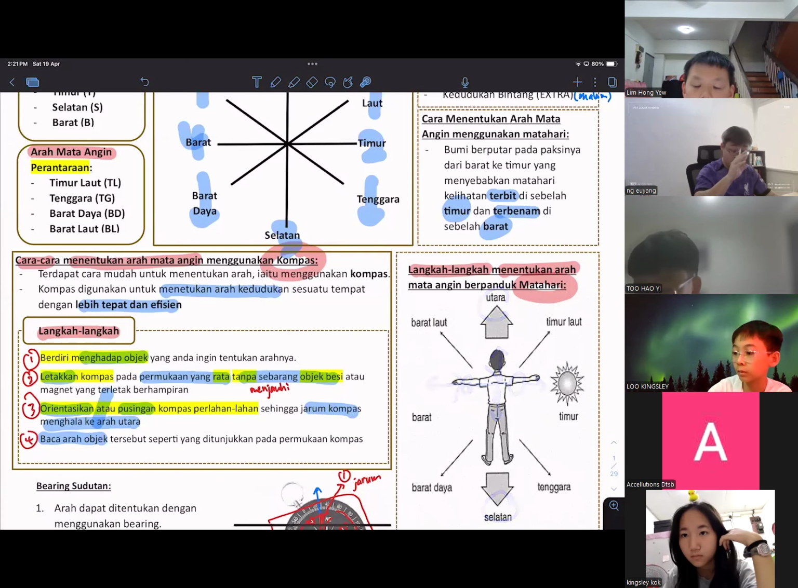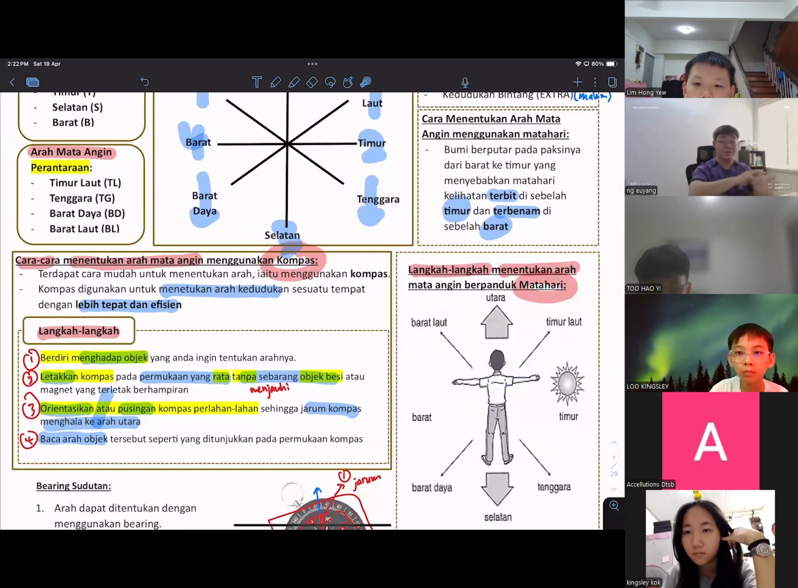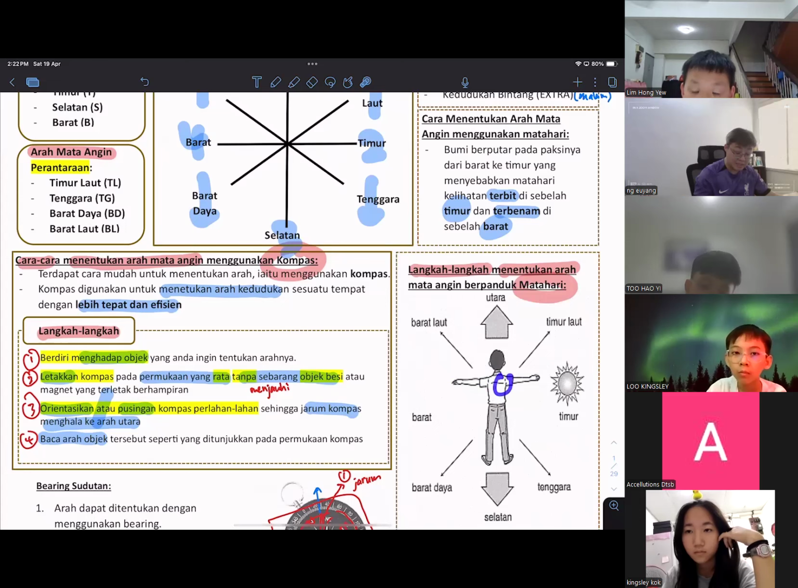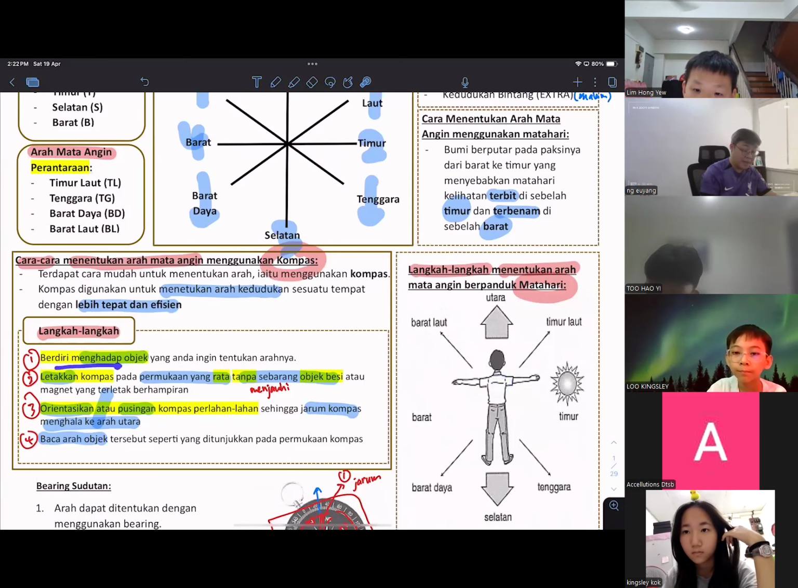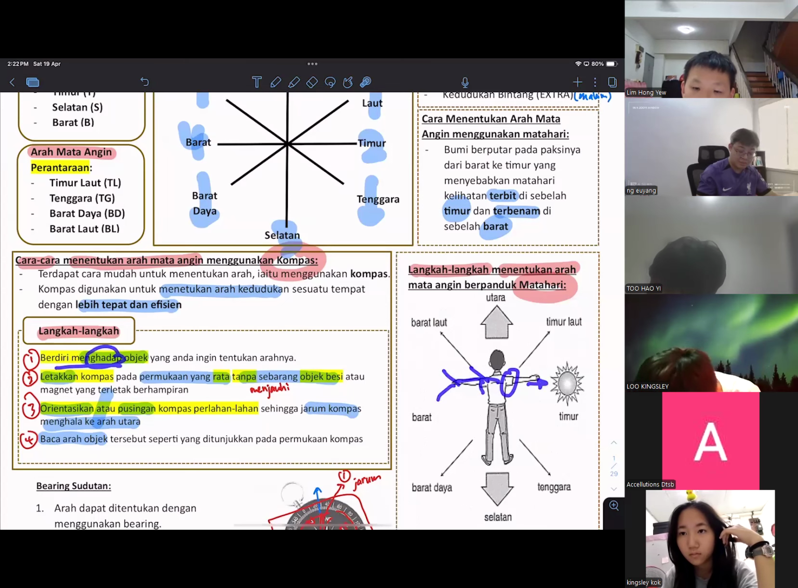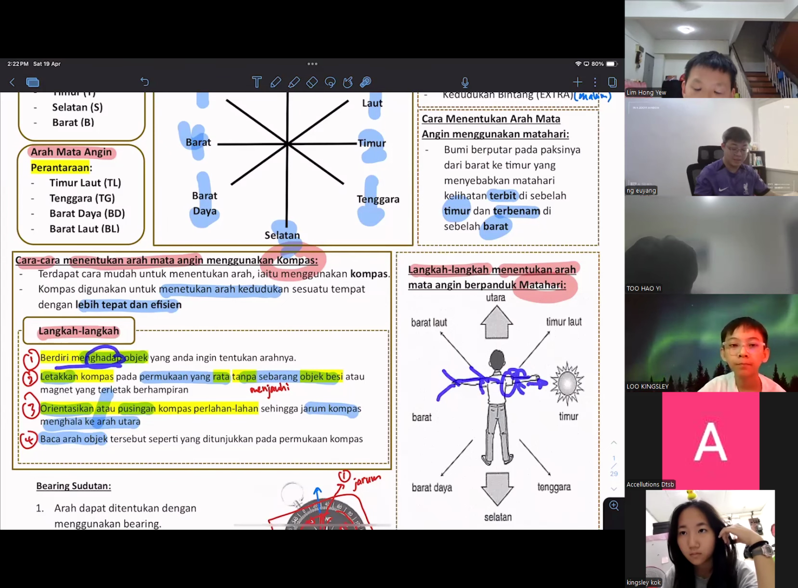So most likely at least 90% of your exam, I don't want to say something until so sure, but at least 90%, your exam is going to be standing facing. That's why the langkah-langkah here is menghadapi. So the person is supposed to be facing the sun. Yeah, the 3 hand from Kingsley.